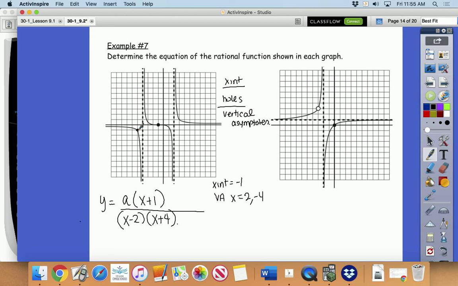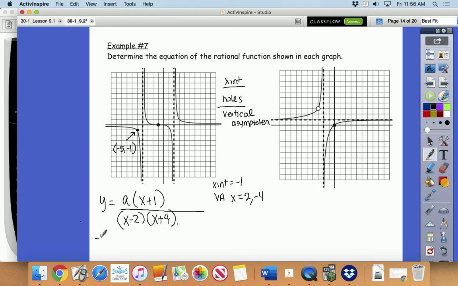Don't use any of those points that you have already used to create these factors, because that will actually make zeros go in and that will cancel everything out. So I want to use a point other than your x-intercept or holes, and substitute it in. In this case, I'm going to use the point -5 and -1. We're going to plug it into the equation to solve for A.